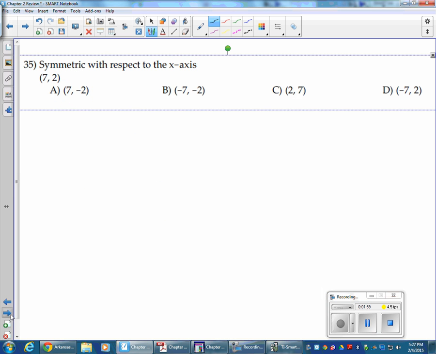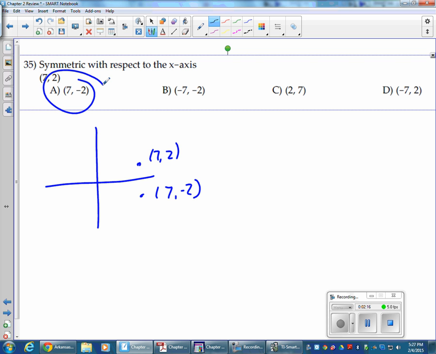All right, number 35. What if I have the point 7, 2 and I reflect it across the x-axis? So if you're at 7, 2, it's approximately over here. Over the x-axis would put it at 7, -2, just the same point over the x-axis. So that answer would be A.